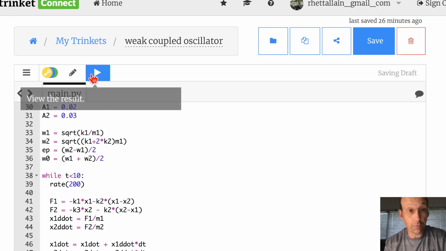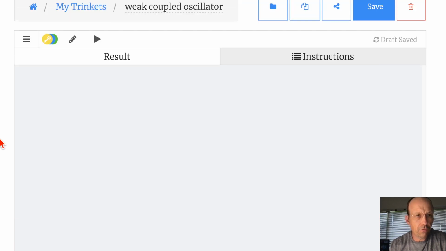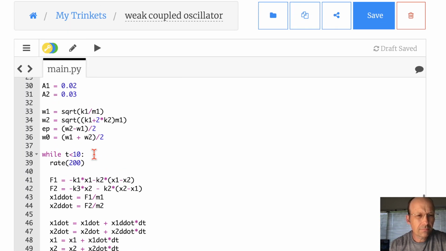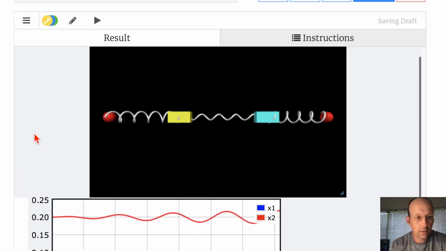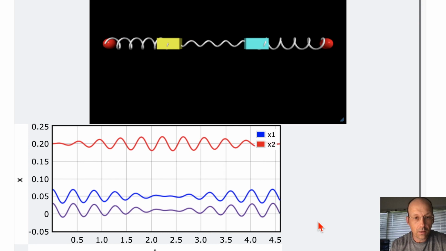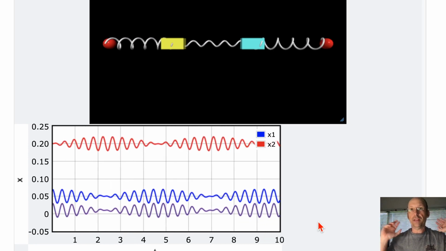I don't know if it's going to work. It might not work. See? Omega 2, I missed a parenthesis. Line 34. Omega 2 is the square root of K1 plus 2K2, divided by. Okay, there's my two graphs right there, and they match up perfectly. That's a win right there. Coupled oscillators for the win.